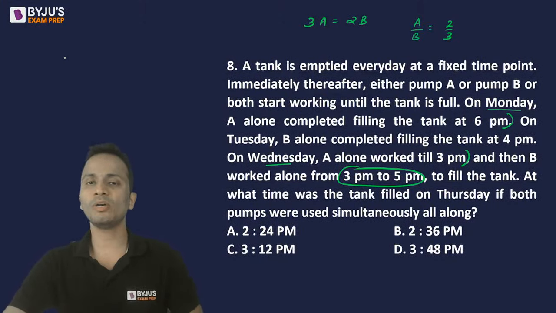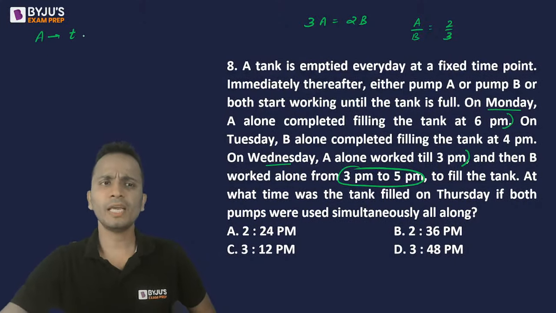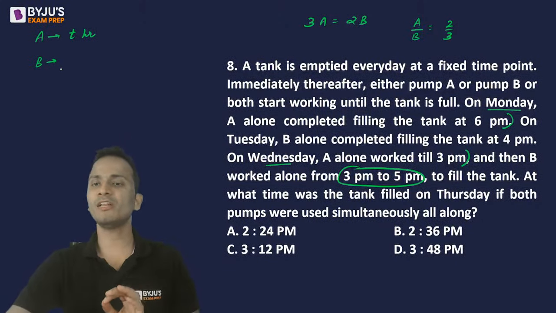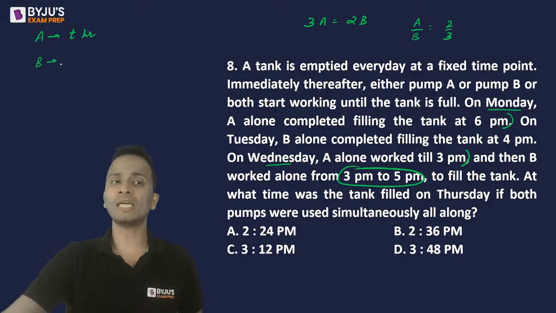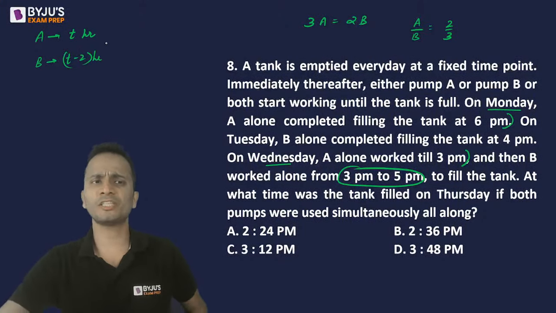So on Monday, A has worked till 6 p.m. So let's say A has worked for T hours on Monday. On Tuesday, B has worked till 4 p.m. That means 2 hours less than A. So it is T minus 2 hours. And they both have finished the work.